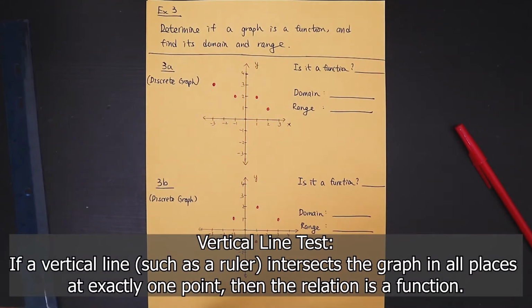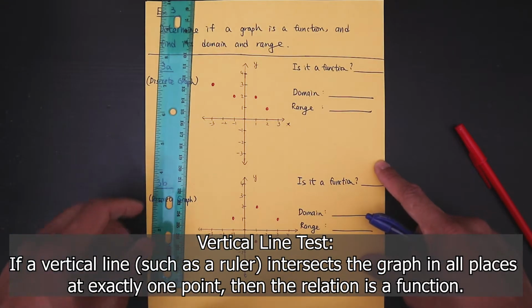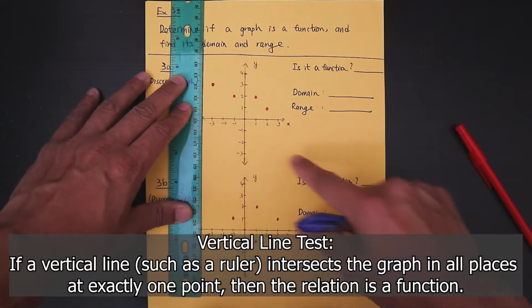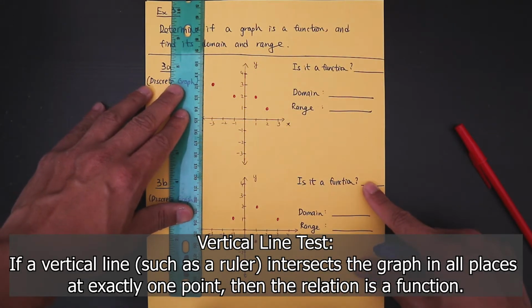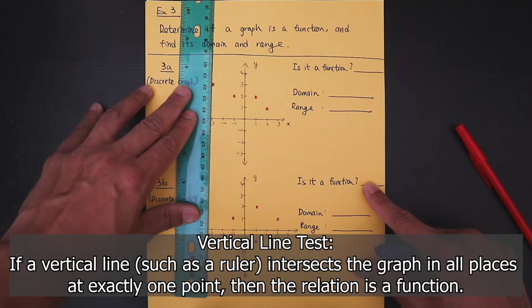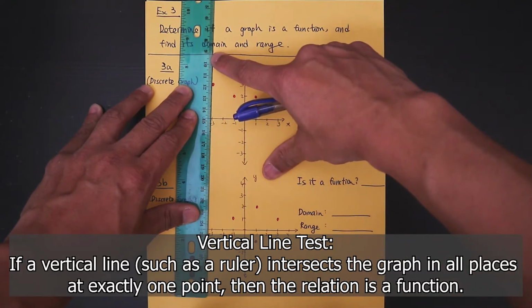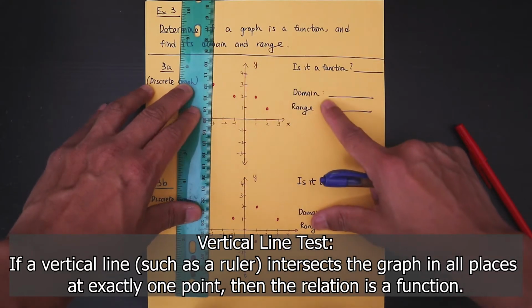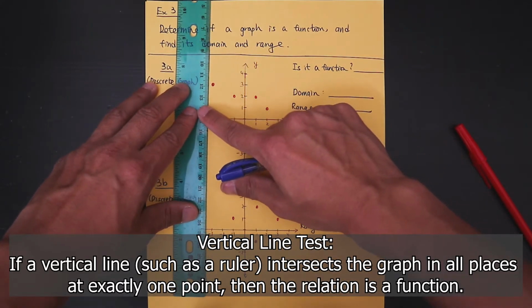So what I want you to do is use a ruler or straight edge, and I want you to scan the graph vertically from left to right. As long as your ruler only touches the graph at one point, then you are fine. So you're going to scan from left to right.